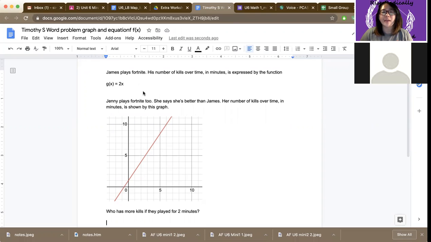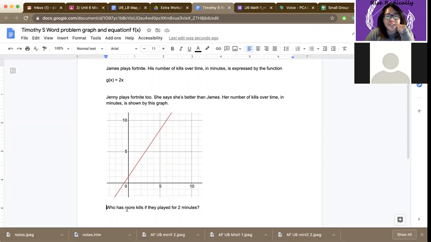Yeah. Okay, so James plays Fortnite. His number of kills over time in minutes is expressed by the function g of x equals 2x. Jenny plays Fortnite too. She says she's better than James. Her number of kills over time in minutes is shown by this graph. So the x is going to be minutes, and the y-axis is going to be her number of kills. So the question is, who has more kills if they played for 2 minutes? How would we go about solving this?